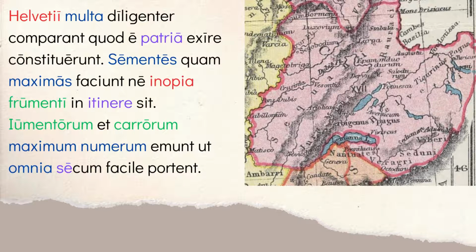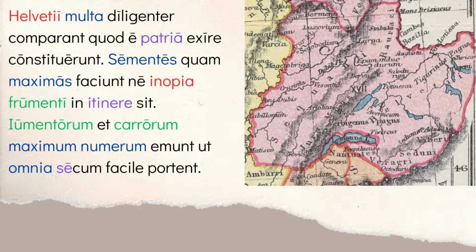Okay, so it starts like this. You have Helvetii multa diligenter comparant quod e patria exire constituerant. Okay, so you're saying the Helvetii, that's our subject here. In this case, you want to notice that you don't have any subjunctive to start, so you don't really have to worry about anything yet. You're just indicating things. You're saying they are diligently, diligenter, comparant, preparing or making ready, multa, many things, because they decided, constituerant, to depart, exire, to leave, to go out of, or depart from their patria, their homeland.